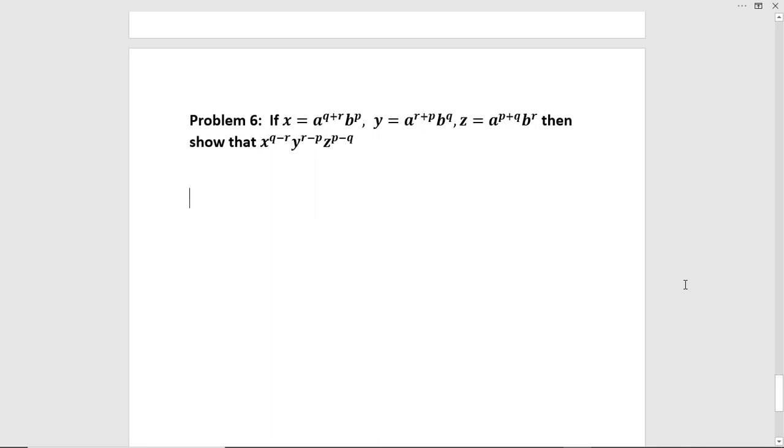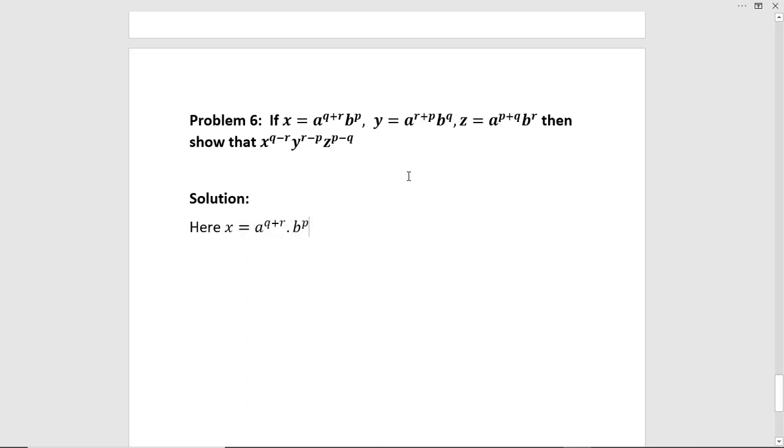So I think this will be 0 or something, so we'll get it later. Solution: we have to find the value of this expression. It will not be "show that", it will be like this: find the value of x to the power q minus r, y to the power r minus p, and z to the power p minus q.